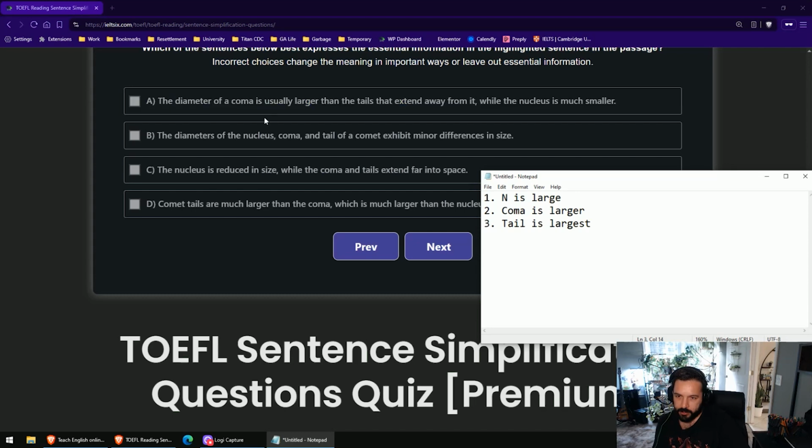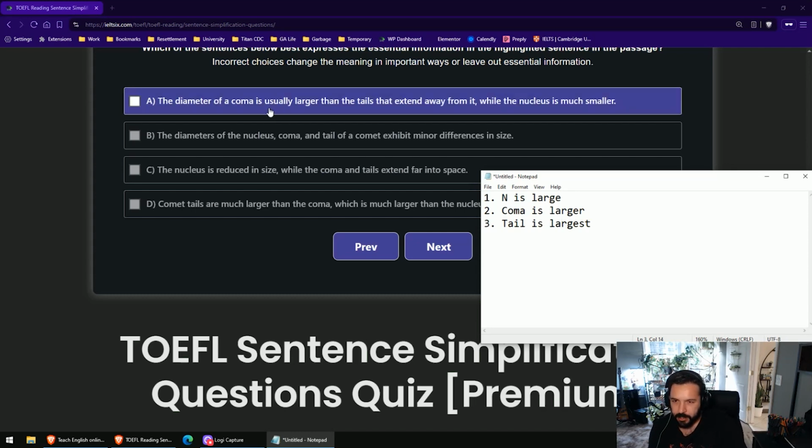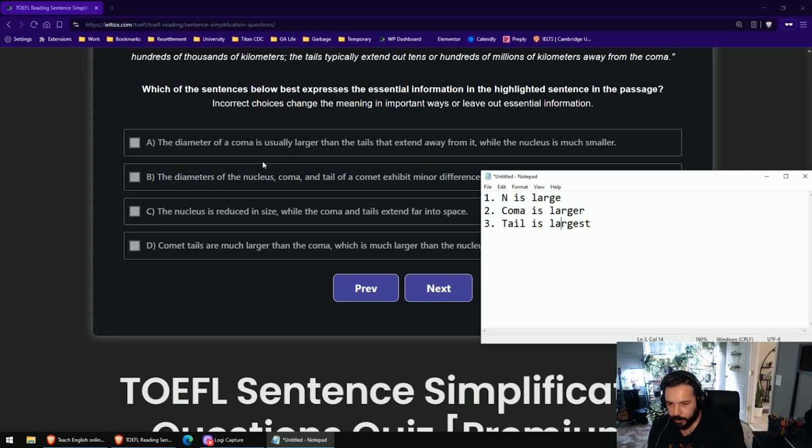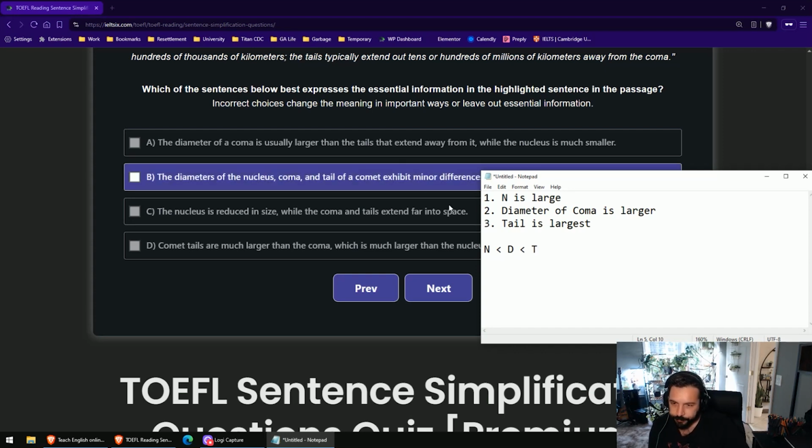So let's see. The diameter of a coma, also we are talking about comets, the flying rocks, let's call them, is usually larger than the tail. No, the diameter is not. Also, this is diameter, coma, is not larger than the tail. This is wrong. So basically what we have is N smaller than D, smaller than T.